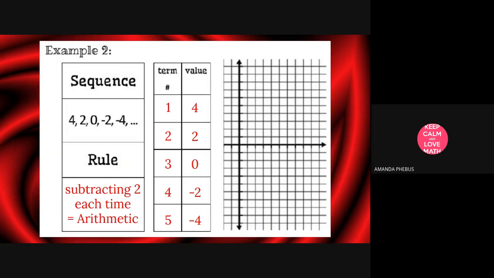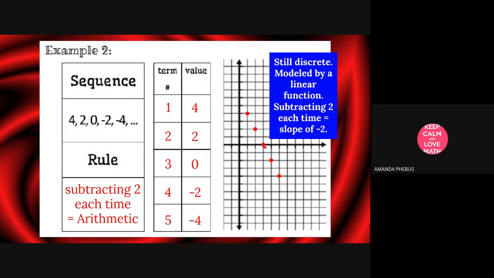And if we graph those, we again will be able to see that this is very linear and that we are subtracting 2 each time. That creates a slope of down 2, right 1, down 2, right 1. So it's still discrete. It's modeled by a linear function. And because we're subtracting 2 each time, its slope is negative 2. Isn't that cool?